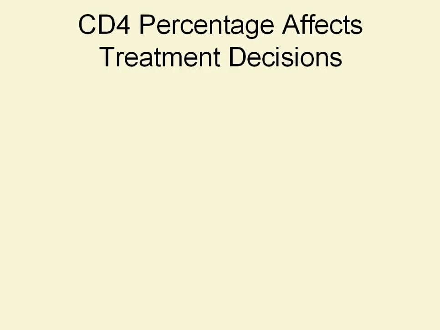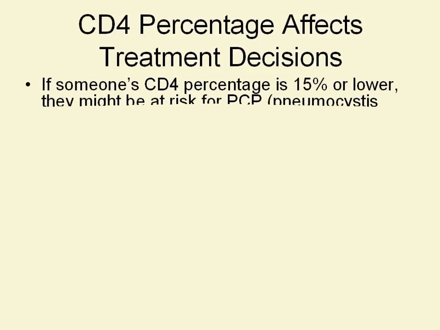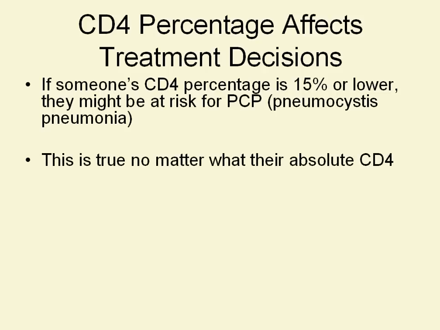So the CD4 percentage definitely affects treatment decisions. If someone's CD4 percentage is 15% or lower, then they might be at risk for PCP, pneumocystis pneumonia, which is a very common opportunistic infection. And they are at risk of that if their CD4 percentage is 15 or lower, no matter what their absolute CD4 count is. I have seen folks who had a CD4 percentage below 15 who had more than 400 CD4 cells in the absolute count, and they got sick from PCP.